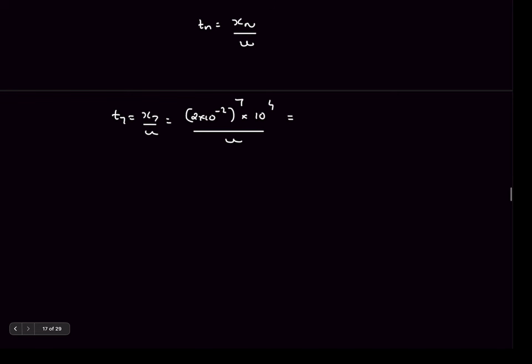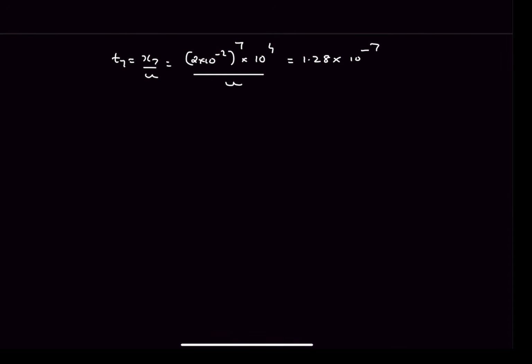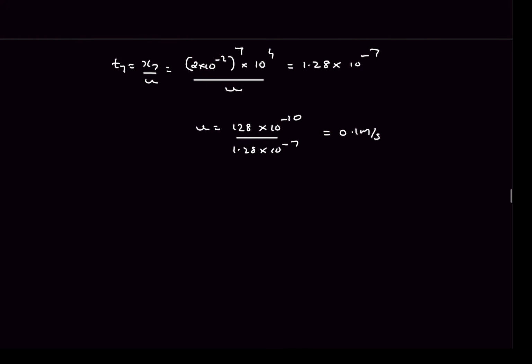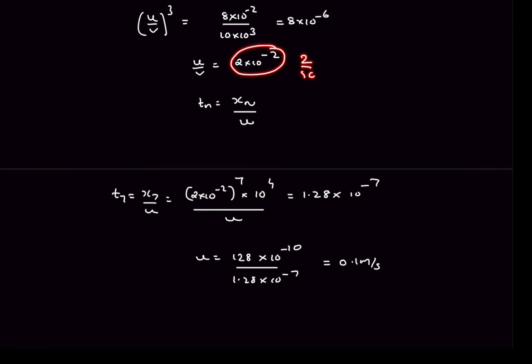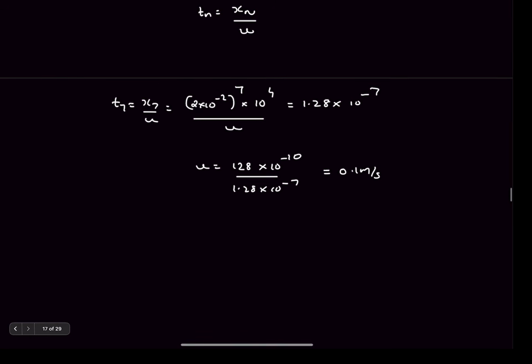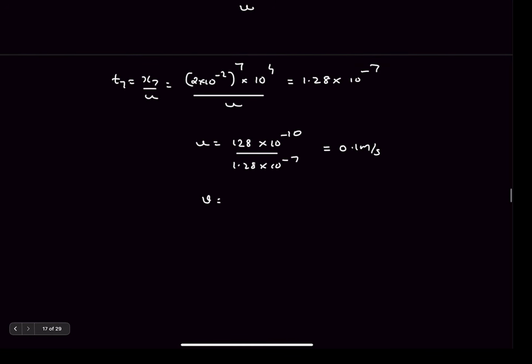Now this is given to be 1.28 times 10 to the power minus 7. So after solving, it comes out to be 0.1 meter per second. So the turtle is moving at 0.1 meter per second speed. And u by v is going to be 2 by 100, which is 1 by 50. So the hare speed is 50 times the turtle speed. So the speed of the hare is going to be 5 meters per second. Okay, so we got v and u.